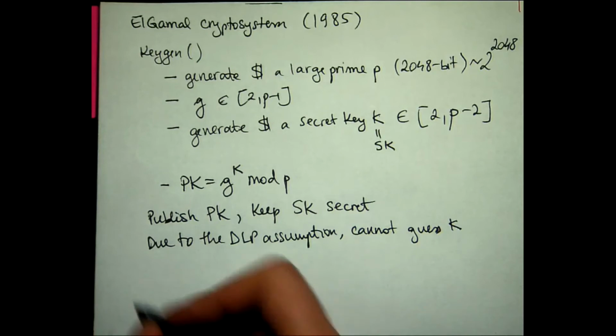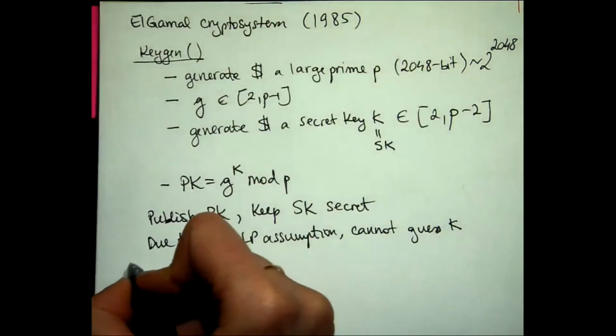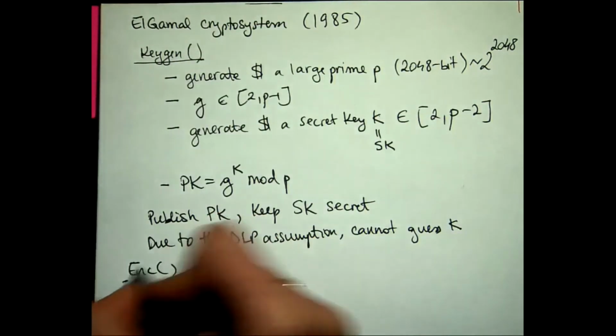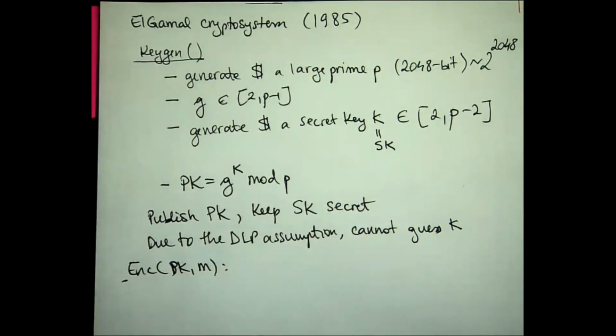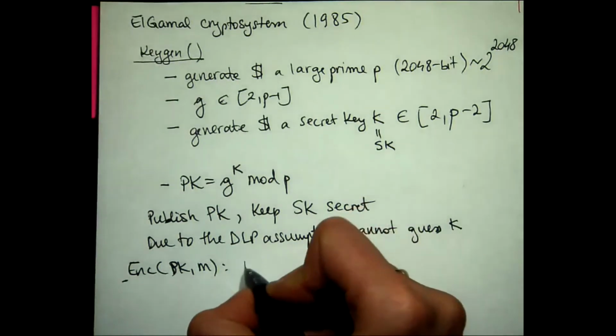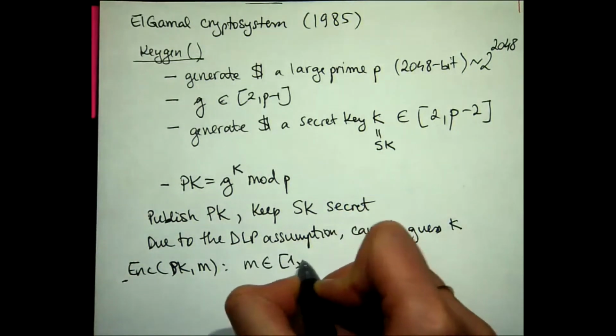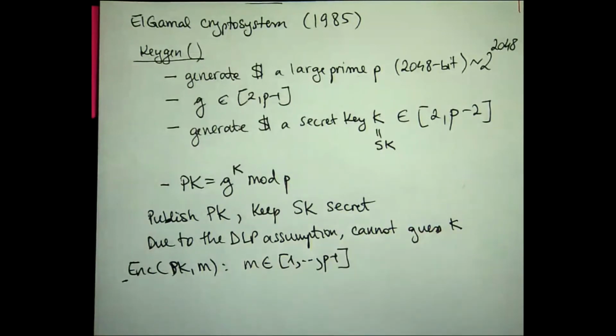So this was the key generation. Let's look at the encryption. Okay, so encryption takes as input a public key and a message M. So again, the message has to be in the range 1 and P minus 1, because we're going to compute everything modulo P, and if the message were to be larger, then it would loop around modulo P, and we would lose that extra information.